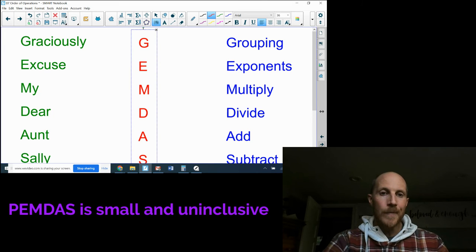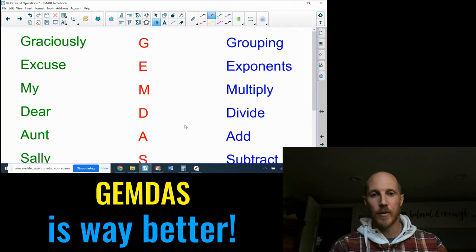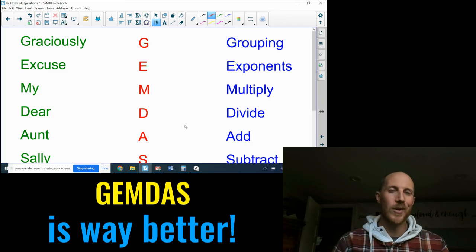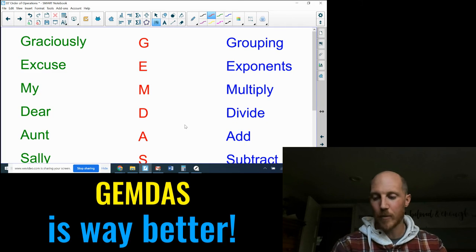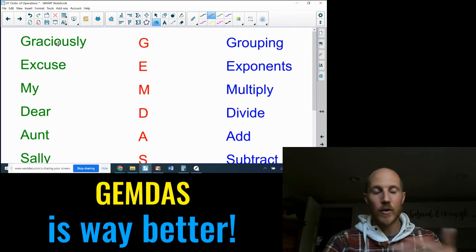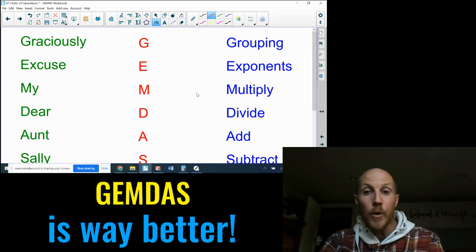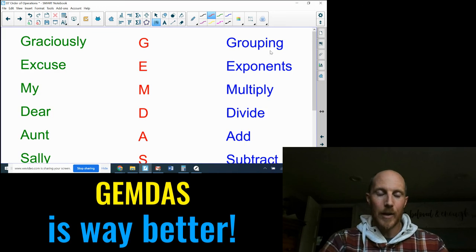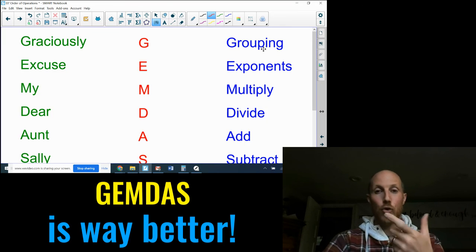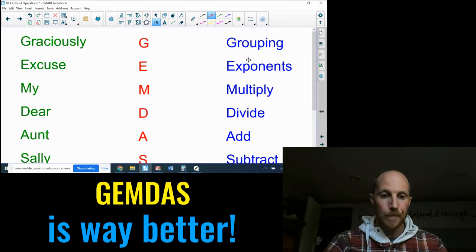So for that reason, in my class, we don't use PEMDAS, we use GEMDAS or GEMDAS. This is an acronym that I invented, and people still say it in both ways. Doesn't matter. You can say it either way. I'm just going to change the G to graciously. It totally makes sense. Still, graciously excuse my dear Aunt Sally. And of course, the most important part is the math operations. G stands for grouping symbols, because there are so many different ways we group things together.